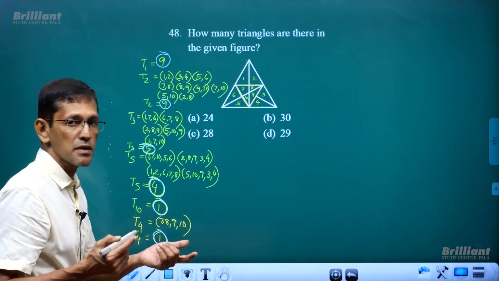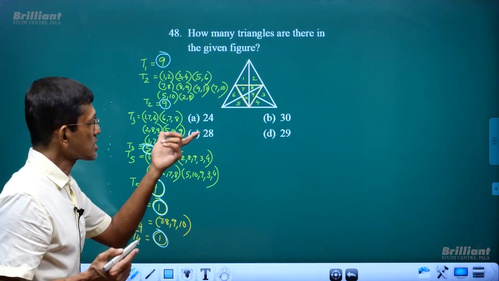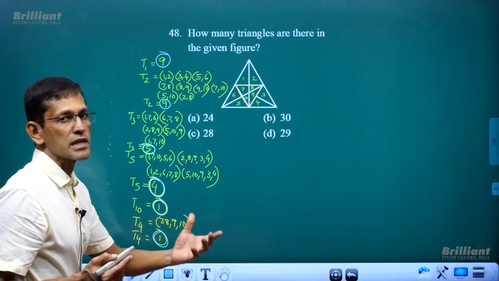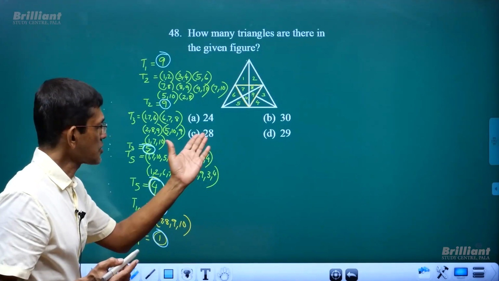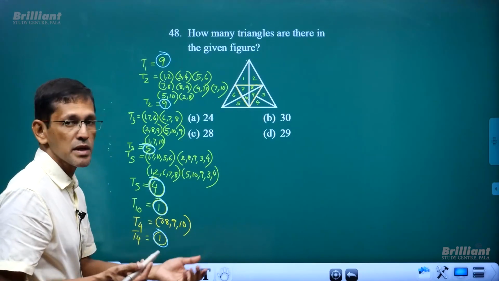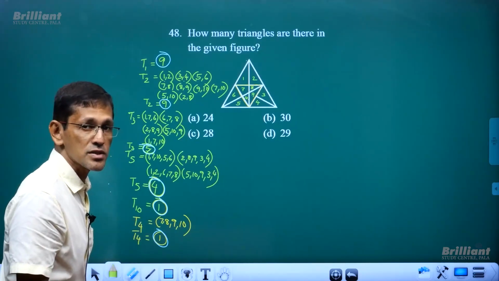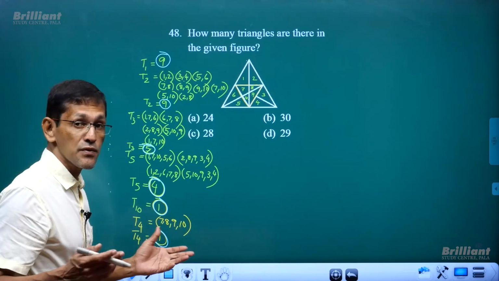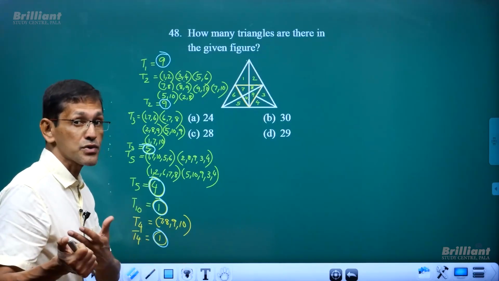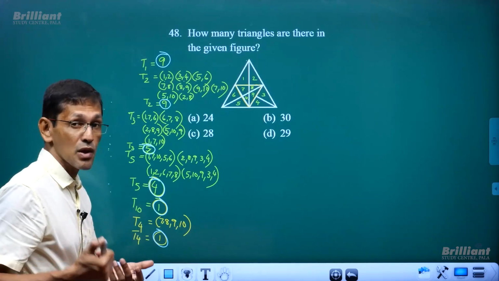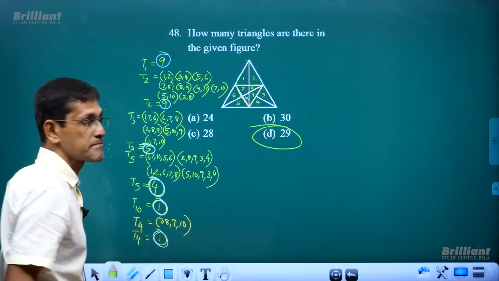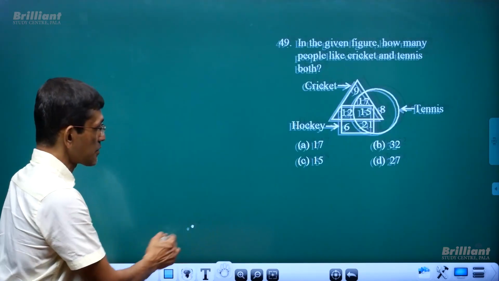But most of the time, if you count these kinds of triangles, you may not get the correct answer. Sometimes you may get 28, sometimes you may get 29. You may get chances of getting wrong answers. And I am pretty sure many of you haven't got the number above 20. Many of you got the number of triangles below 20. So anyhow, the answer is 29.